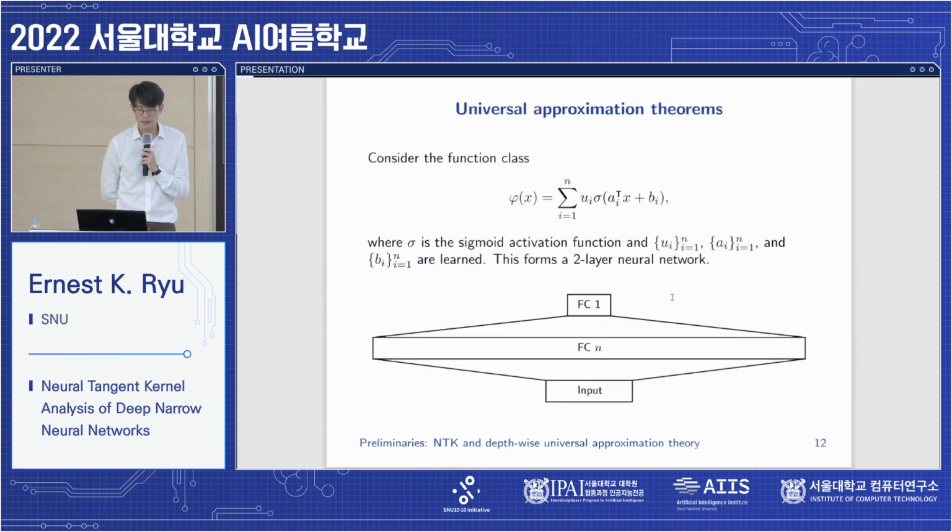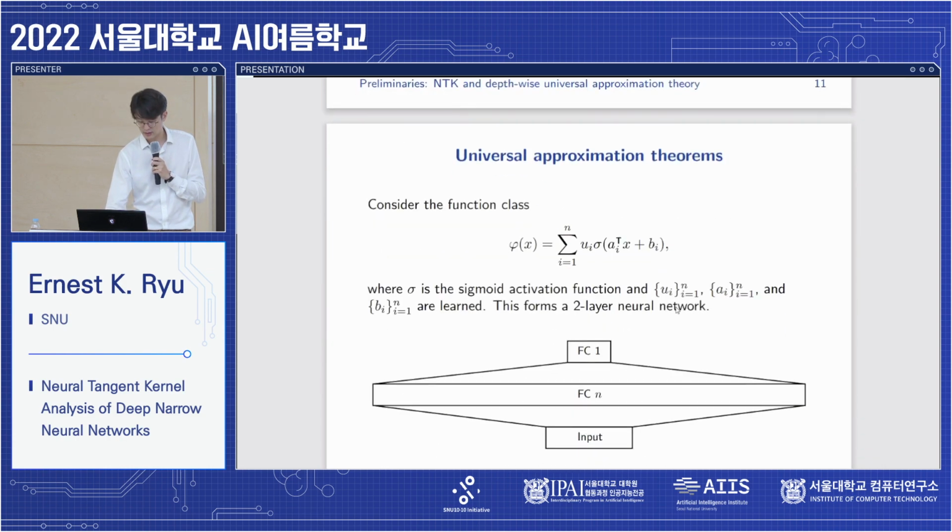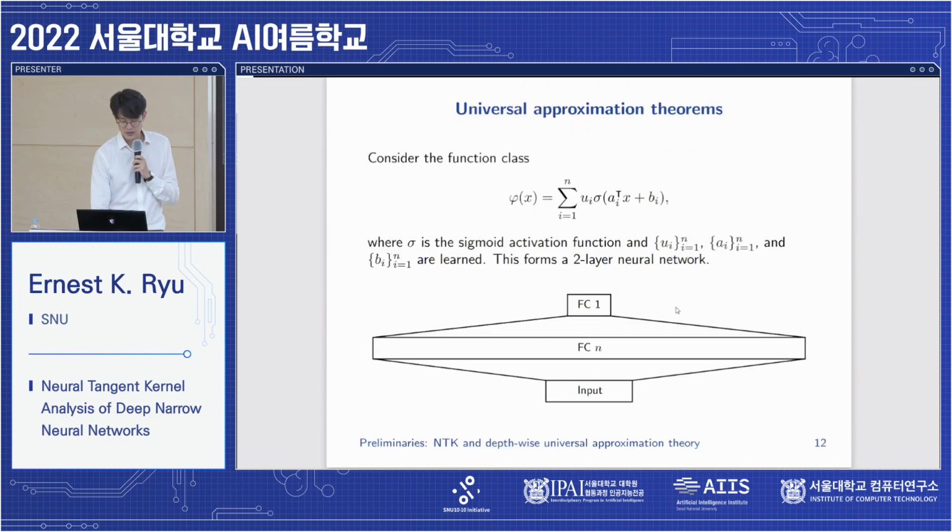First, let's review the classical universal approximation theorems. Let's consider this function class. This sort of expression may feel a little bit foreign to many of you who study deep learning from an empirical perspective, but it's really just a two-layer neural network.